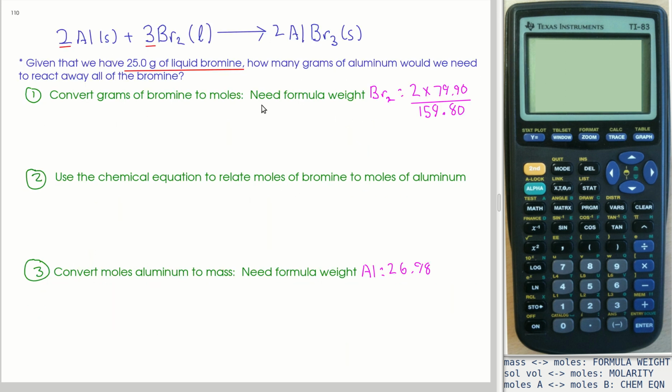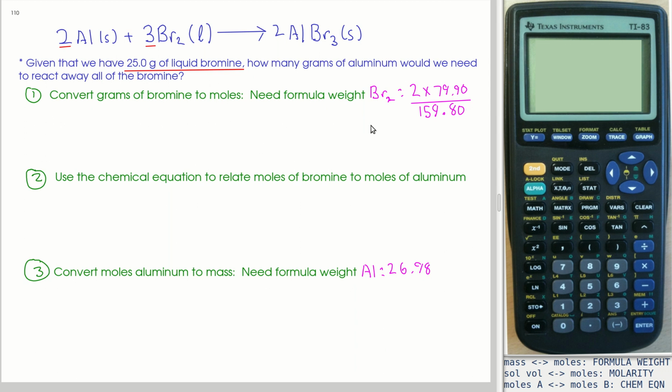So, here's the problem written a little more formally. Here's the balanced chemical equation. Here's the problem statement. Given that we have 25 grams of liquid bromine, how many grams of aluminum will we need to weigh to react with all the bromine? Well, we will start with the 25 grams of bromine. We'll need to convert it to moles. And to do that, we'll need the formula weight.